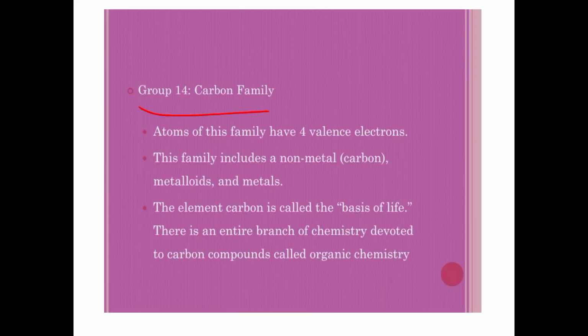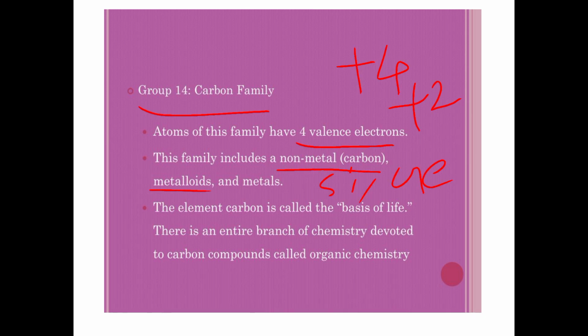So these are group 14 elements. They have 4 valence electrons. The valence is plus 4 and the oxidation state is plus 4. They also show the oxidation state of plus 2. This family includes a non-metal, which is carbon, metalloids, that is silicon and germanium, and then tin and lead are metals. We know the element carbon is called the basis of life.